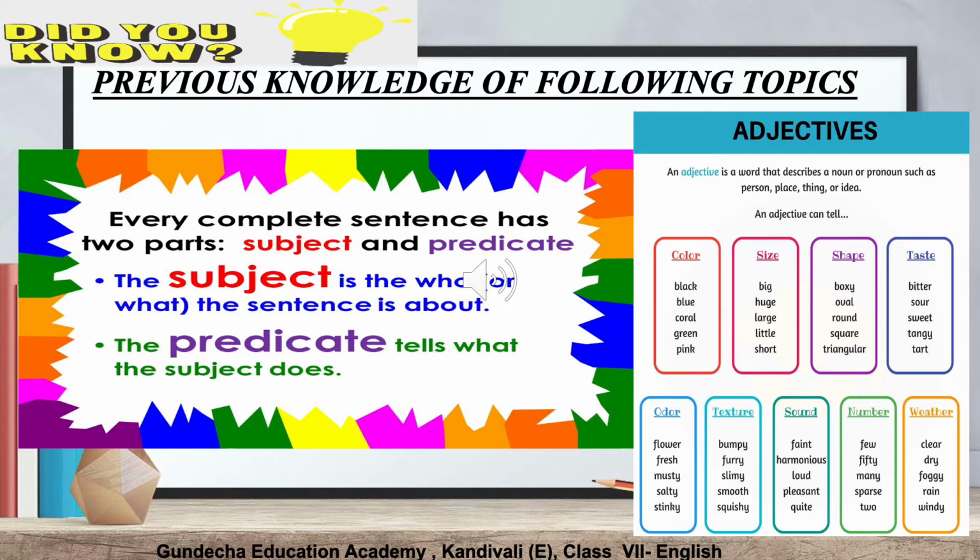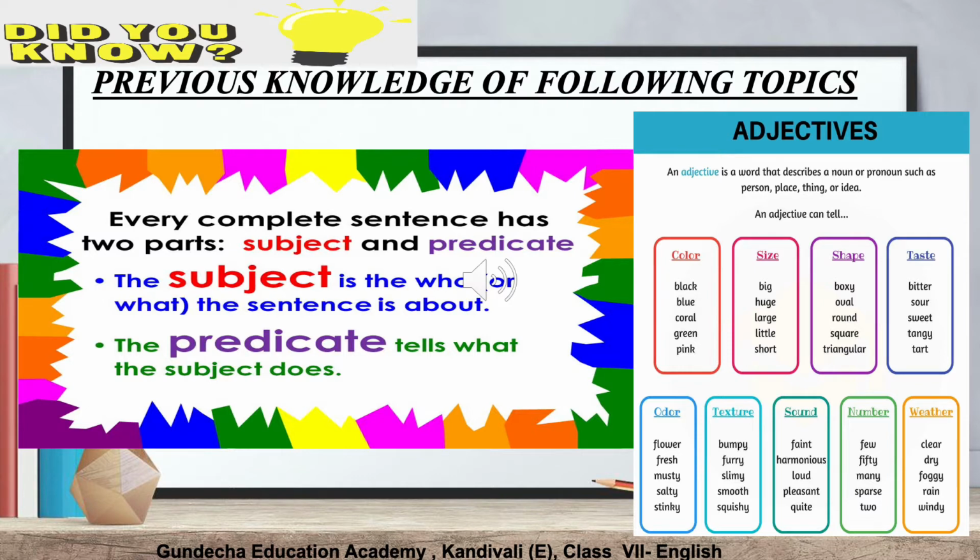Now, we have already learned, children, that a sentence is a group of words which is arranged in a particular order and it expresses a complete meaning. And a sentence also has two parts, the subject and the predicate. The subject is the who or what the sentence is about, and the predicate tells us what the subject does.